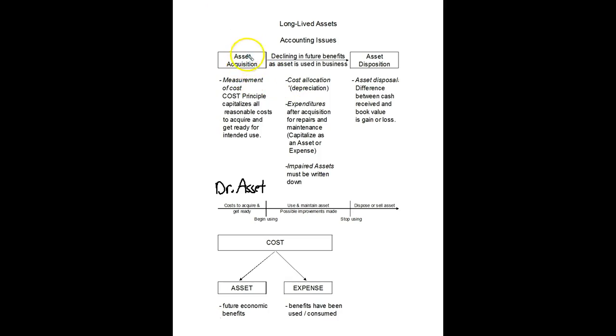All right, so we've gone through cost acquisition. Let's look at cost allocation. So as we use the asset, there will be declining value in that asset, or declining usefulness of the asset.